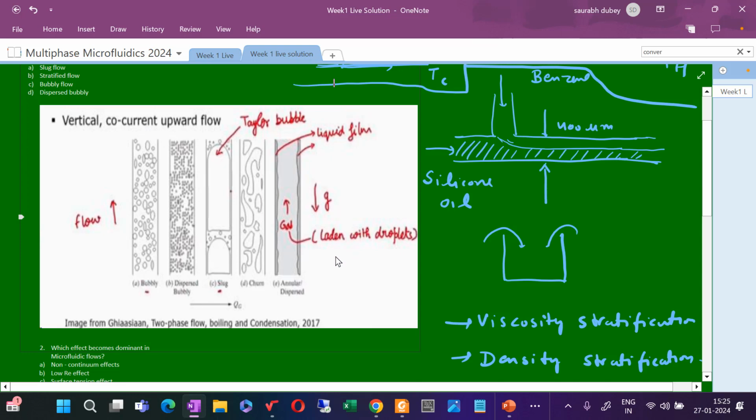In this context, sir told that in this vertical co-current upward flow, there will be no stratified flow. Why so? Sir, can you repeat the question? In the horizontal there will be stratified flow, but in the vertical there will be no stratified flow. Because of the gravity force, the mixing happens. If we want to create stratified flow in the vertical channel, how can we go for that?